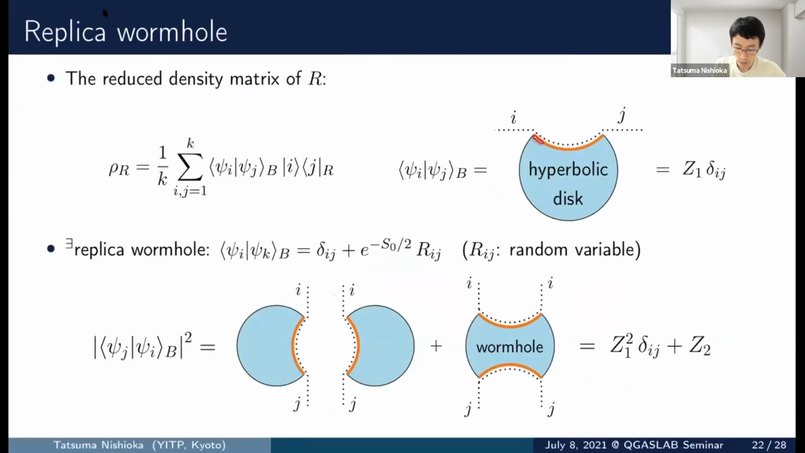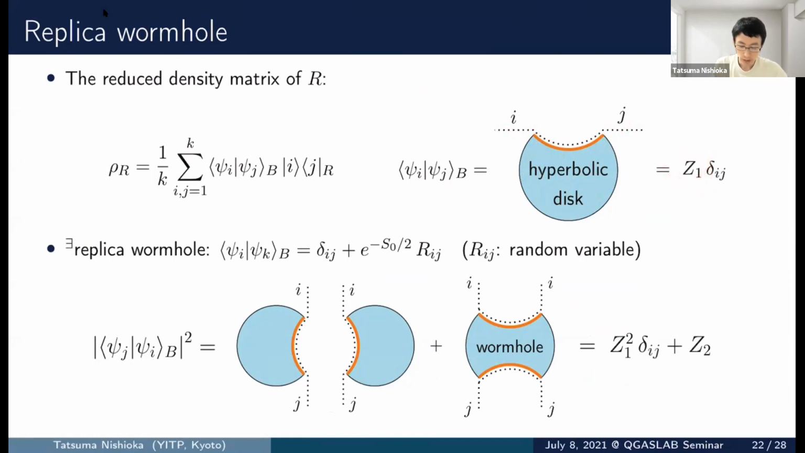And you also have an end-of-the-world brane, but the i, j indices run along the brane. But here you only have one brane, so these two indices must be the same, otherwise it vanishes. So you have a Kronecker delta, and this gravitational path integral. JT gravity is living on this hyperbolic disk, and this path integral gives you some number, which we call Z1.